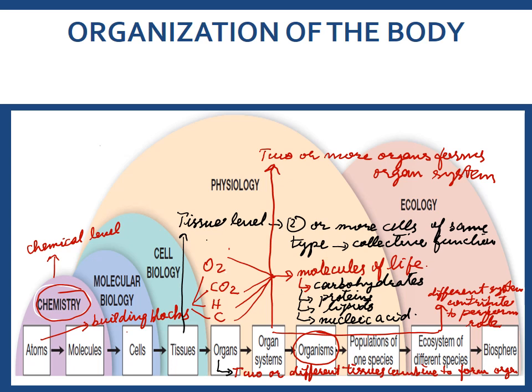Then is the tissue level. Now this tissue level is important. In the tissue level, two or more cells of the same type combine to form a tissue. And that tissue performs the same function as the cell performs. Cell performs function individually. When two or three cells combine, they perform collective function.